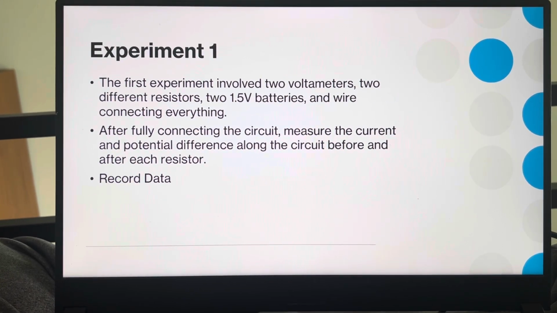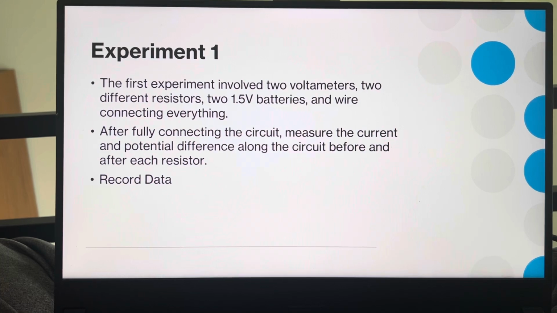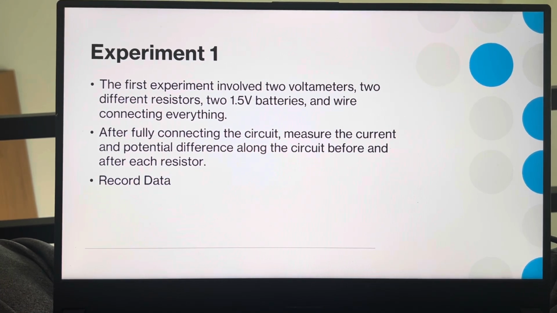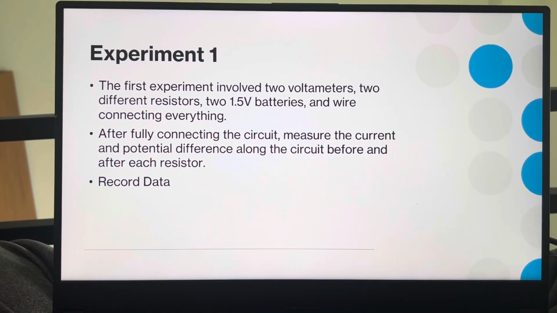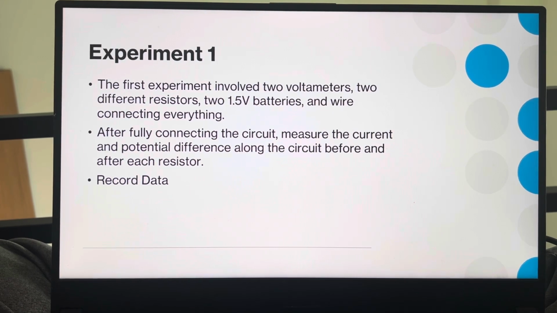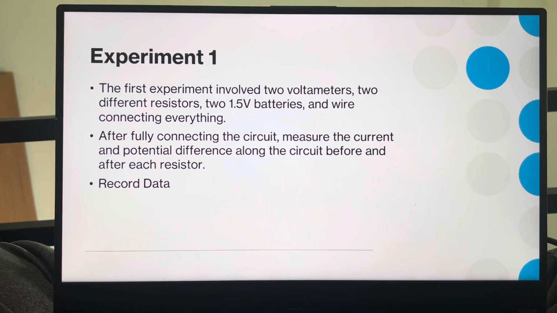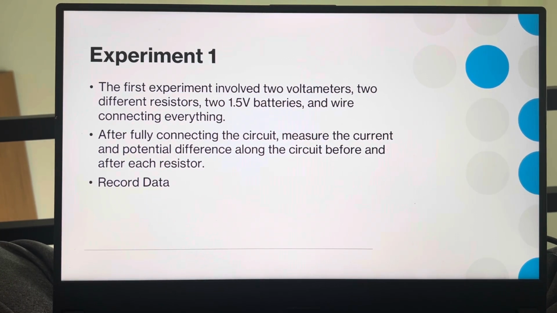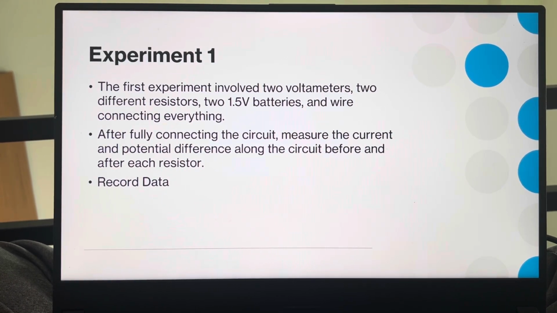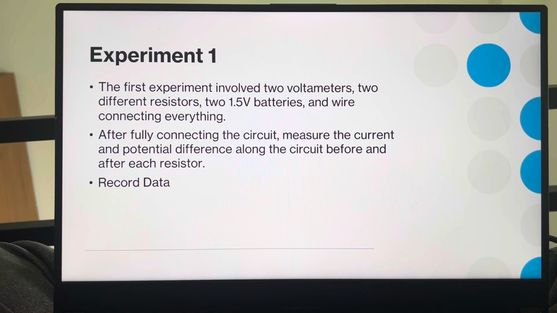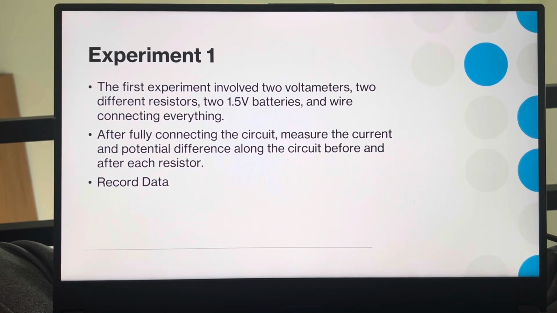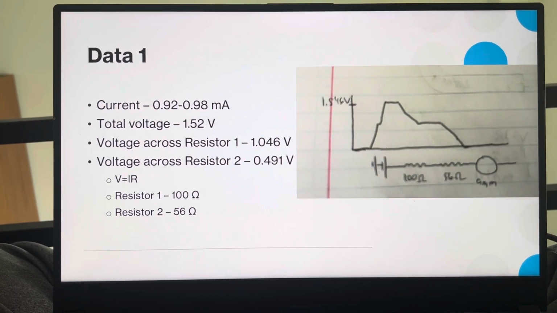During the first experiment, we utilized 2 voltmeters, 2 different resistors, 2 1.5 volt batteries, and a wire connecting all the components. After fully connecting the circuitry, we measured the current and potential difference along the circuit before and after each resistor, meanwhile recording all of the data.